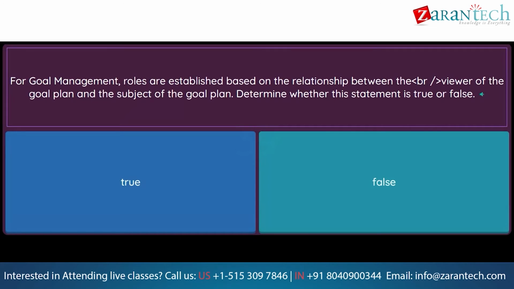Question: for goal management, roles are established based on the relationship between the viewer of the goal plan and the subject of the goal plan. Determine whether the statement is true or false. Option 1: True. Option 2: False.